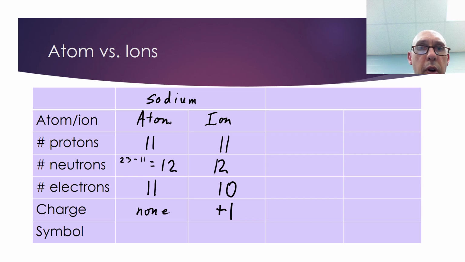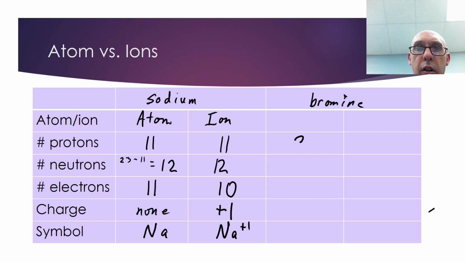The symbol for a sodium atom is just Na, but the symbol for a sodium ion is Na with a +1 charge. That's our sodium as atom and ion. We're going to do the same thing now with bromine. Bromine you'll find on the periodic table on the second column from the right. It's down below chlorine, and its atomic number is 35.